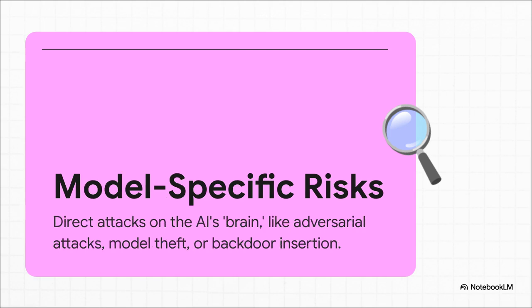Next, we have model-specific risks. These are attacks aimed directly at the AI's brain. And one of the wildest threats here is something called an adversarial attack. These are cleverly designed inputs, maybe just changing a few pixels in a photo, that are totally invisible to us, but they can cause an AI to make a huge, catastrophic mistake. And then, of course, there's the simpler risk of someone just stealing your valuable proprietary model.